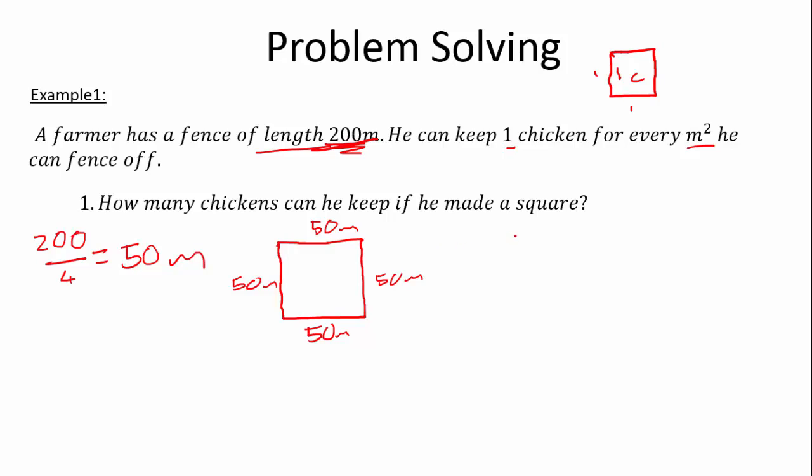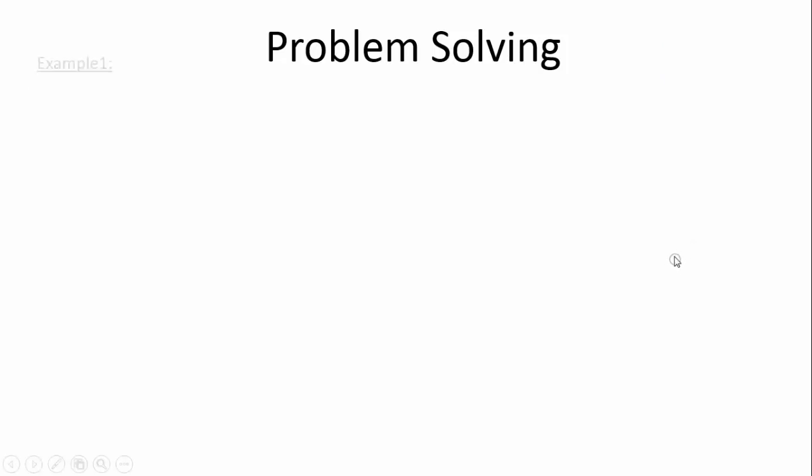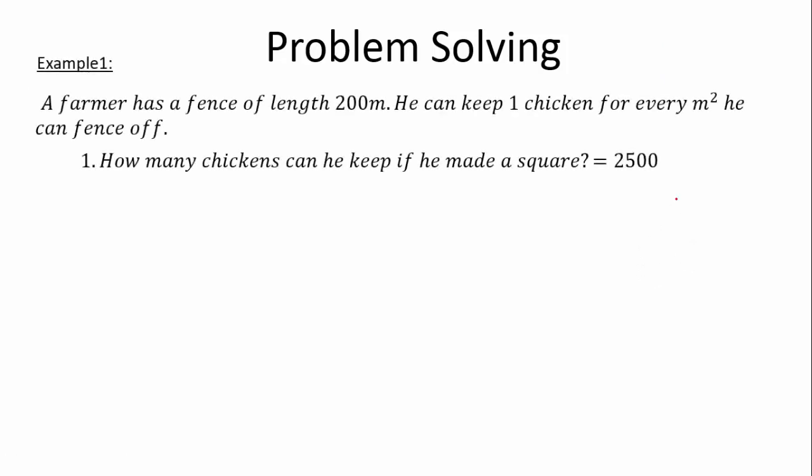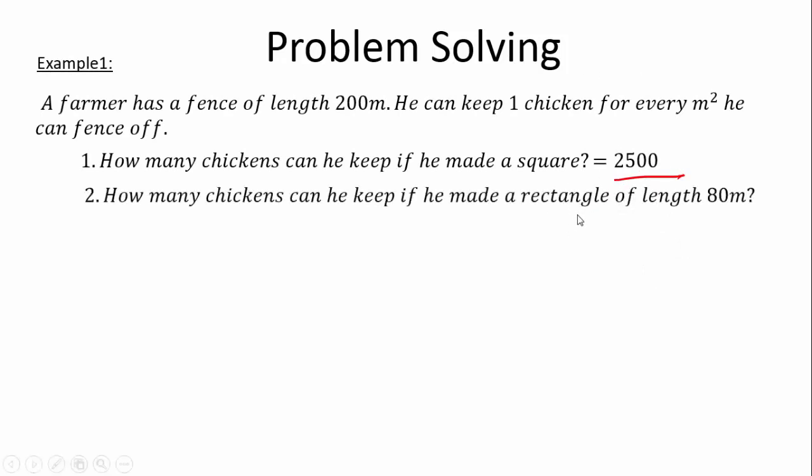Now, what's the area of the square? The area of a square is equal to s squared. What is s? That's 50. So what's 50 times 50? What's 5 times 5? That's 25, plus another 2 zeros is 2,500 chickens. That's a lot of chickens that he can keep in that area. Okay, so he can keep 2,500 chickens in a square. How many chickens could he keep if he made a rectangle of length 80?